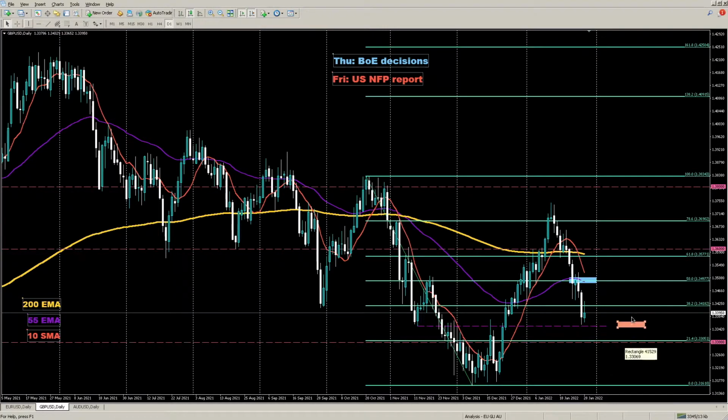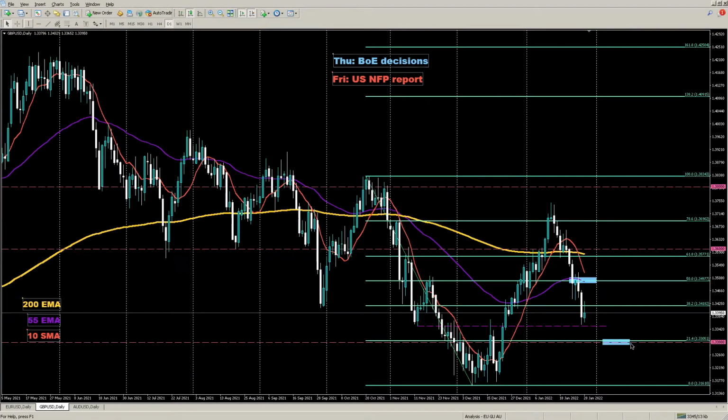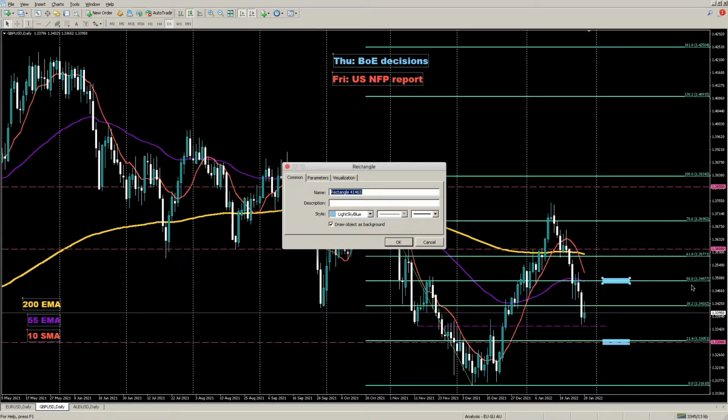So that's likely a support zone at the 133. And this is now going to be resistance at the 55th retracement. That's near the 135.